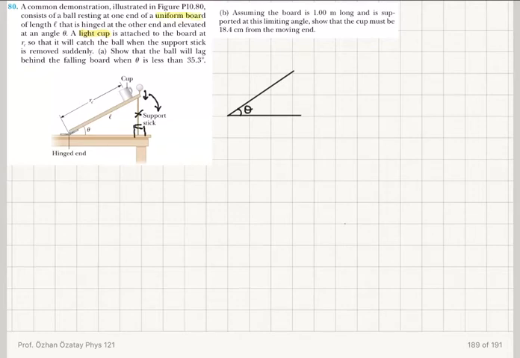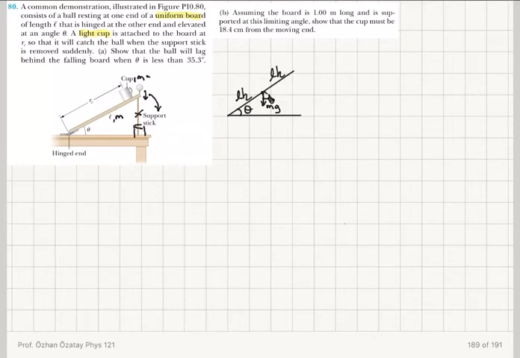I have the angle theta. This is a uniform board, so the center of mass is right in the middle. So it's going to have a weight mg, so let's call the mass m here. And therefore it will have a component that is perpendicular to the board at a distance L/2 from its end.